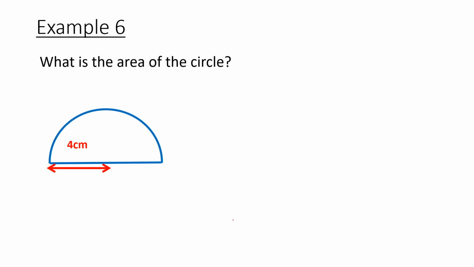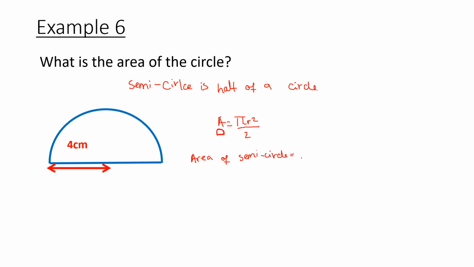Okay, so it's a semicircle, so hopefully you'll realize that it being a semicircle means it's half. So a semicircle is half of a circle. Therefore, if we're trying to find the area of a semicircle, we know that the area of a circle is equal to pi r squared, and if we find the area of a semicircle, it will be divided by 2 because it's half. So the area of a semicircle is equal to pi times your radius squared divided by 2.